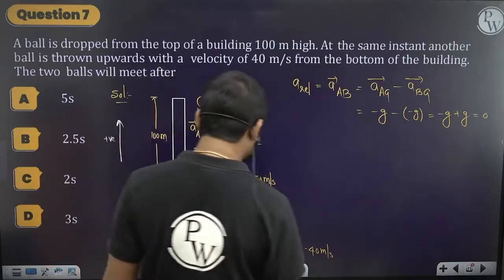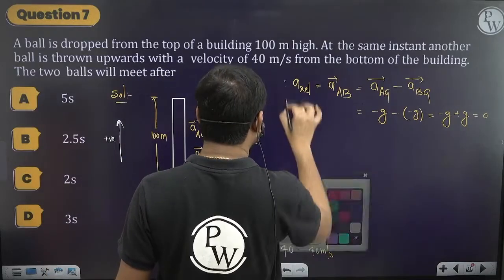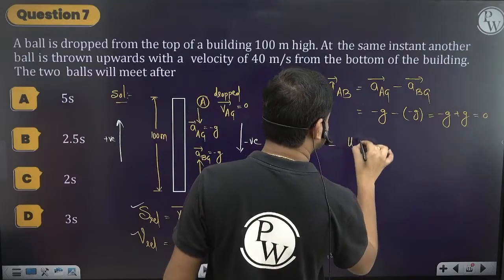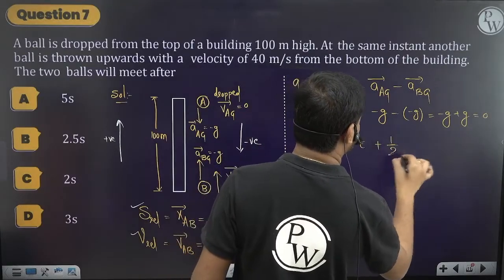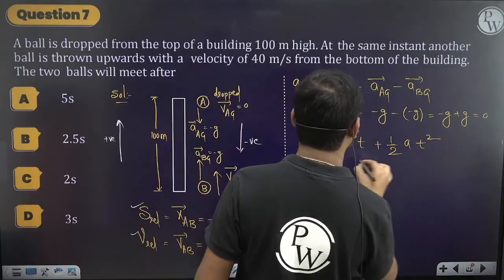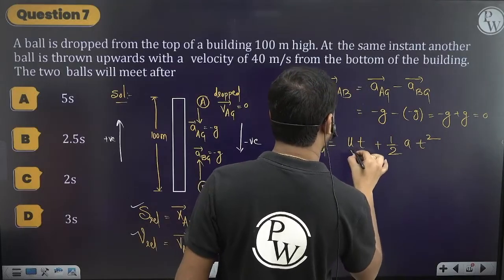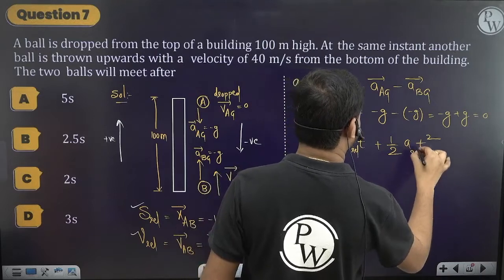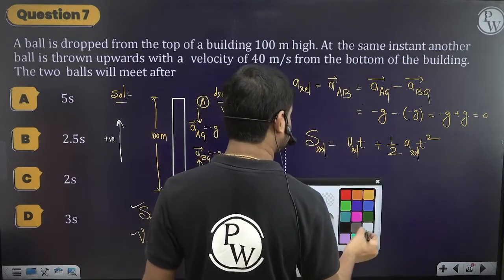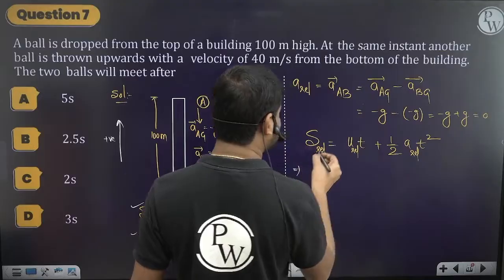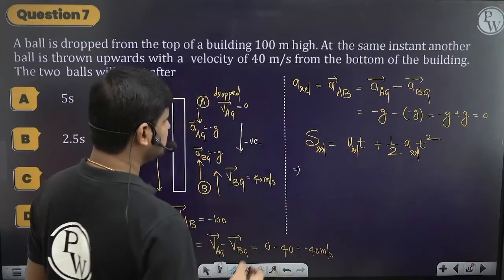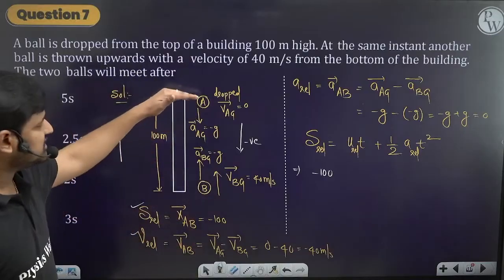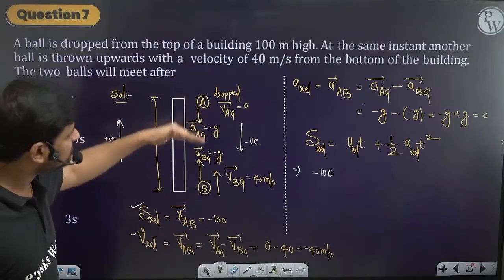Now simply use the equation. What kinematic equation can we use? S equals ut plus half at square, where this is S relative, this is U relative, and this is A relative. So how much distance is it covering? I am taking minus 100, because I am writing with respect to A, and A is moving downward.